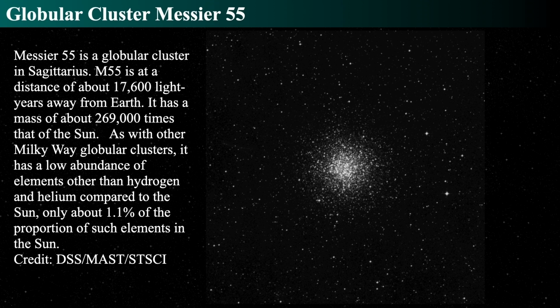So each of the open clusters is about the same angular size, but notice that because these things are much more distant, they're much, much larger. This particular globular cluster is almost 300,000 times the mass of the sun, and it has only about 1% of the carbon, nitrogen, oxygen compared to all the stars that are close to the sun or in open clusters. So they're distinctly different stars.